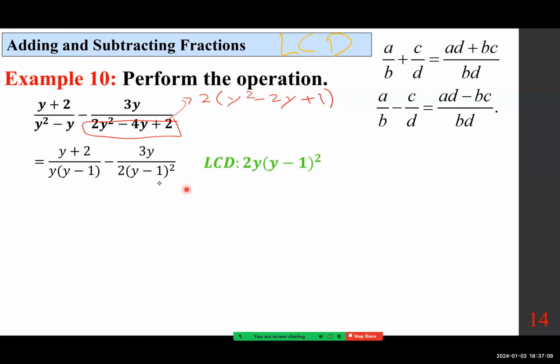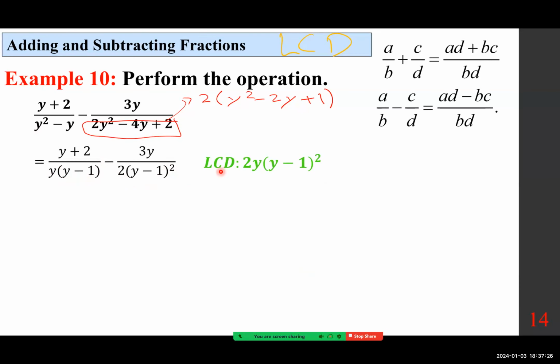You have to write every factor. You have to write the 2, you have to write the y, you have to write y minus 1, but this one has exponent 1, this has exponent 2. You go with the larger of the 2. So what does it mean? So this one is this, right?